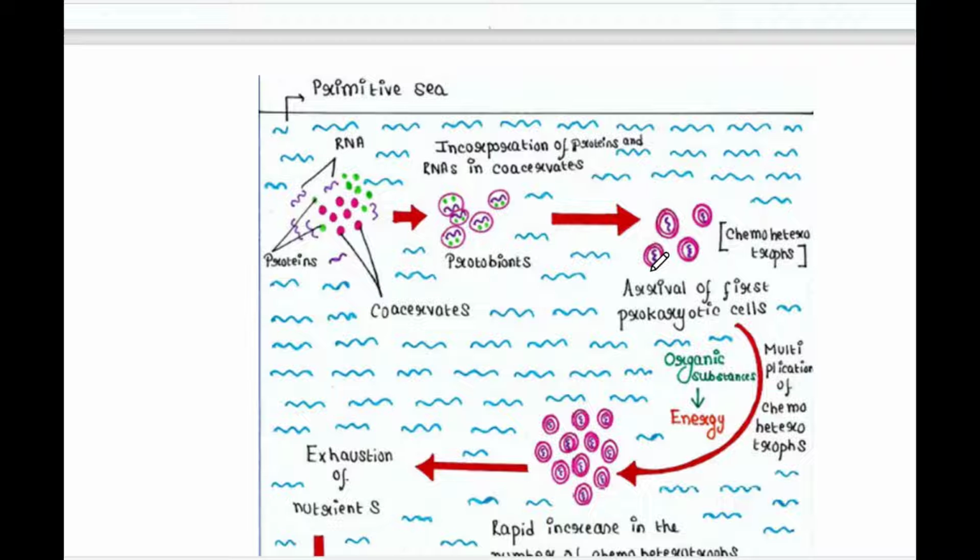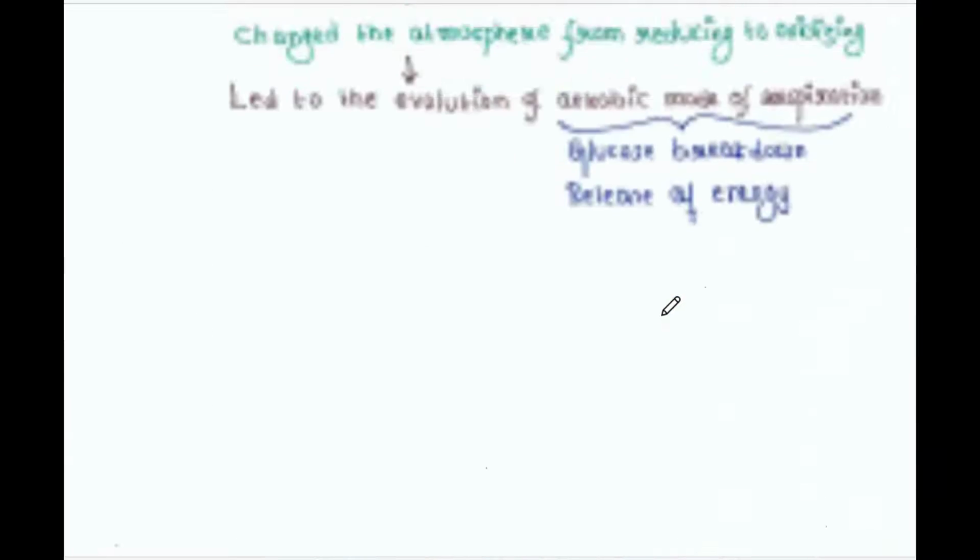First cells were chemoheterotrophs. They obtained energy by breaking down organic substances which were available in the sea. Let's see the text.